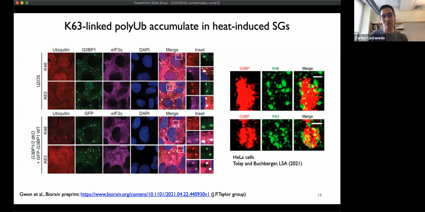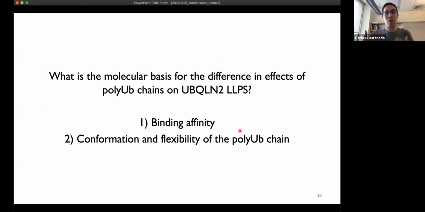And so I thought this was a really interesting observation, given that we know that ubiquilin can go into stress granules, given that I just showed you that K63 can really change the behavior of ubiquilin's phase behavior versus K48, right? Okay, so we wanted to figure out what's going on at a molecular level, right?